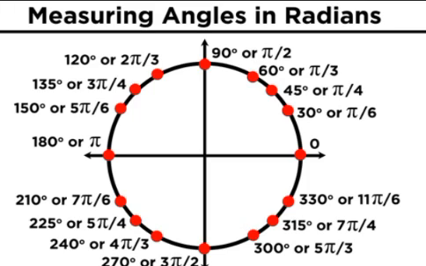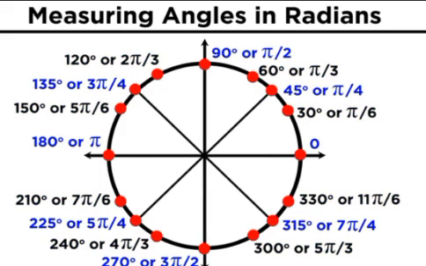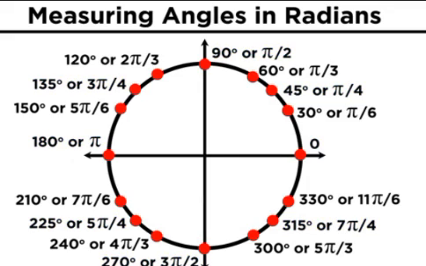In fact, this circle depicts all the angles that are multiples of 30 degrees, or 1/6 pi, and 45 degrees, or 1/4 pi. These are the angles that we will use a lot, and they are listed in both degrees and radians. If you are the type to memorize, I highly recommend setting your efforts on memorizing this, as it will make things a lot easier once we start looking at trigonometric functions.